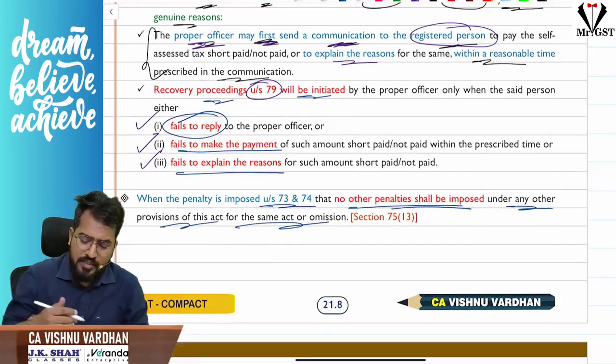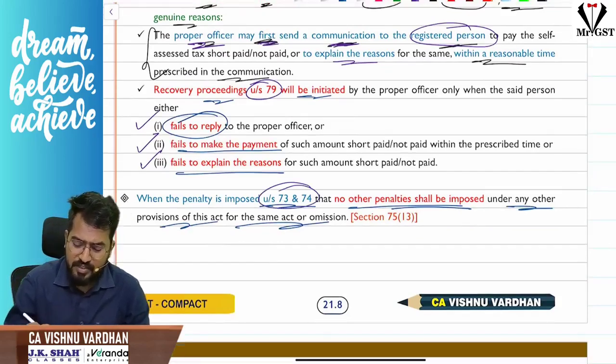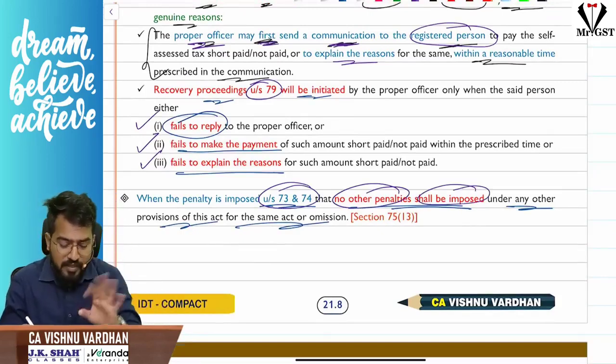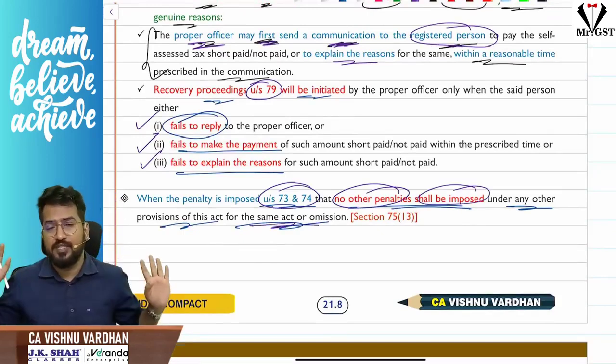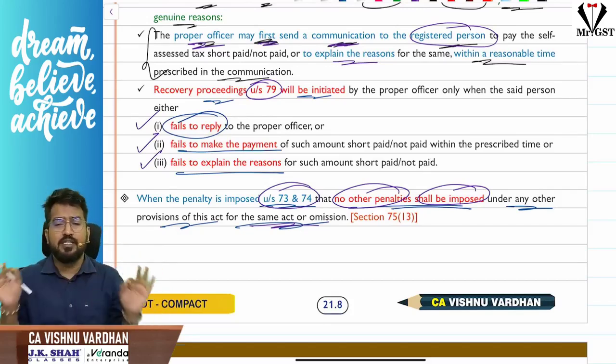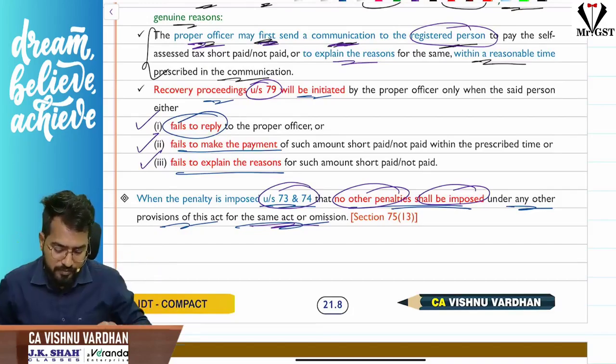Next, sir, when the penalty is imposed under section 73 or 74, no other penalty shall be imposed under any other section for this particular act or omission. For this particular mistake, you are imposing 73, 74 penalties, then no penalties under any other sections. That is the point.